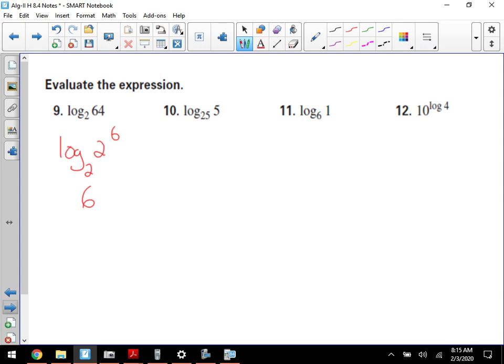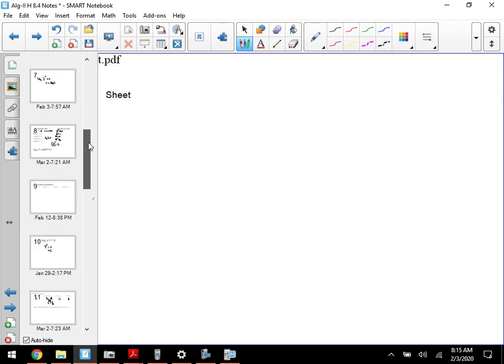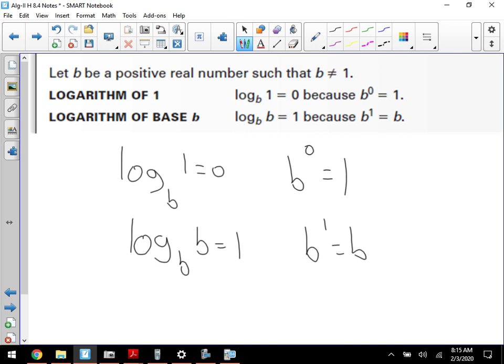All right. We'll come back to the 25 and the 5 there. Let's look at log base 6 of 1. What does that have to simplify to equal? Remember, it's 0. Yep. Because remember the rule we had way back. There it was. Remember that one?